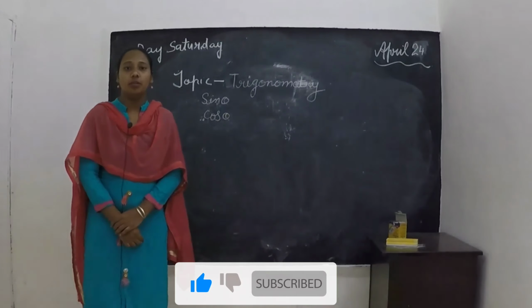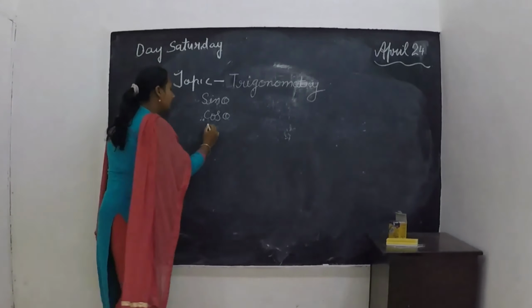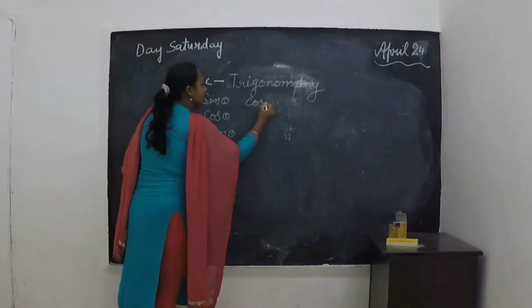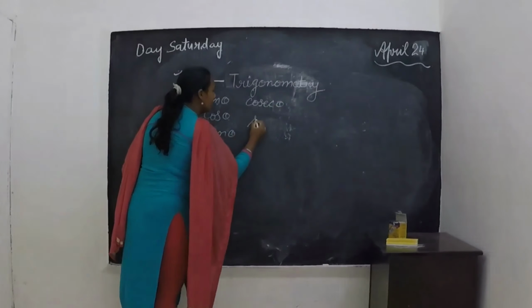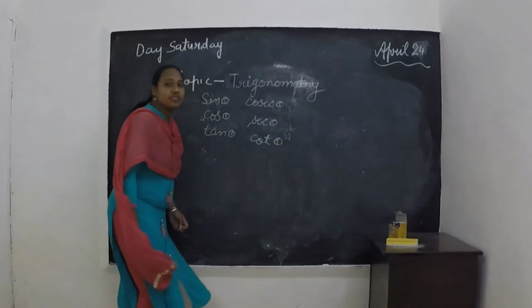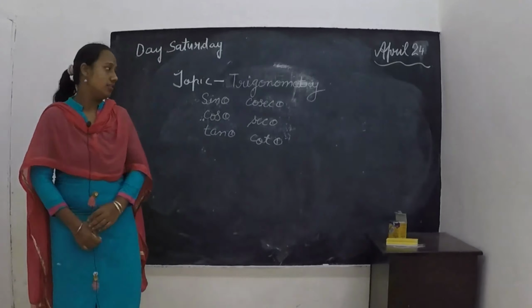As you have already learnt about 6 terms: sin theta, cos theta, tangent theta, cosecant theta, secant theta and cot theta. Now we are going to discuss these 6 terms with big angles and small angles.